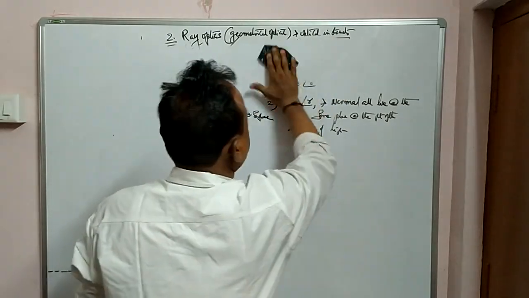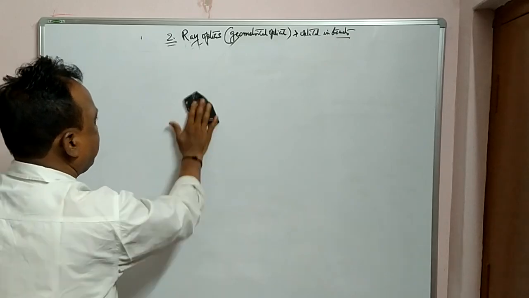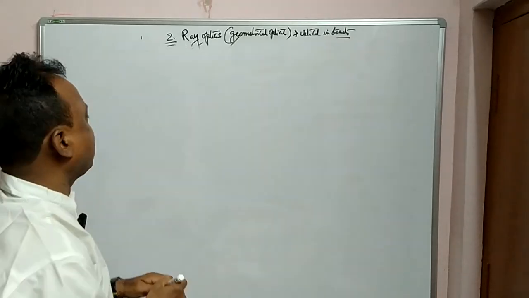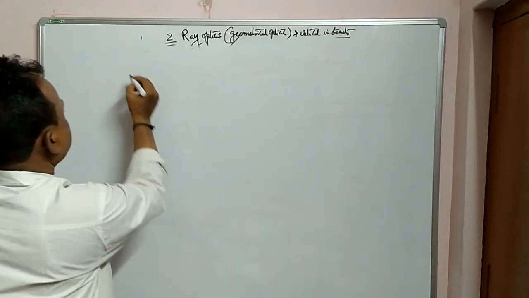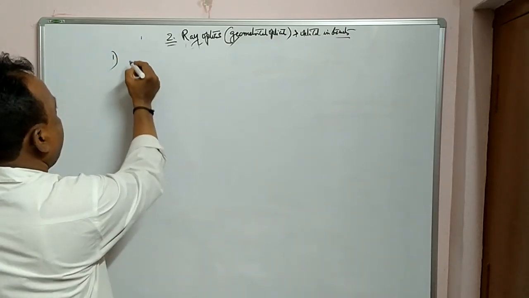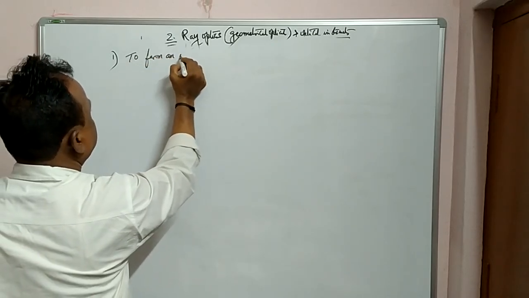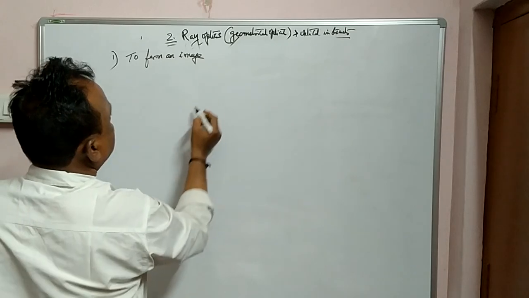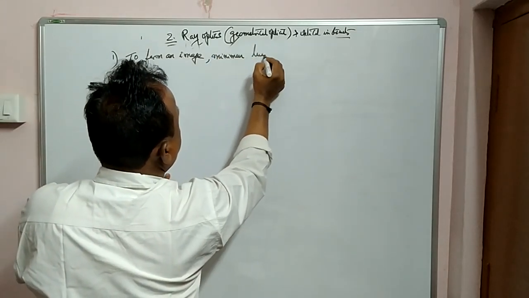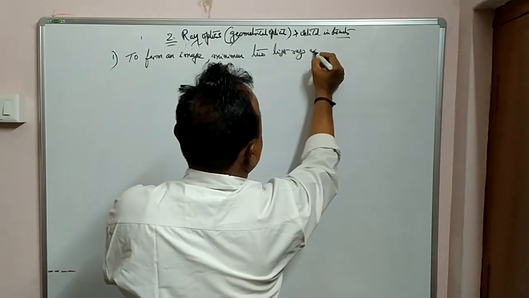Now, some important things you have to remember in this chapter, ray optics or geometrical optics. కొన్ని ఇంపార్టెంట్ పాయింట్స్ మనం తెలుసుకోవాలి. అదేంటంటే, see, first one, to form an image, minimum 2 light rays are required.